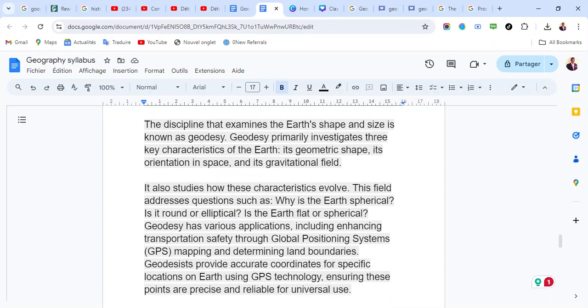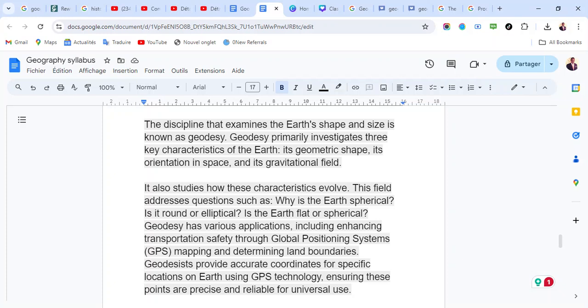It also studies how these characteristics evolve. This field addresses questions such as: why is the earth spherical? Is it round or elliptical? Is the earth flat or spherical?